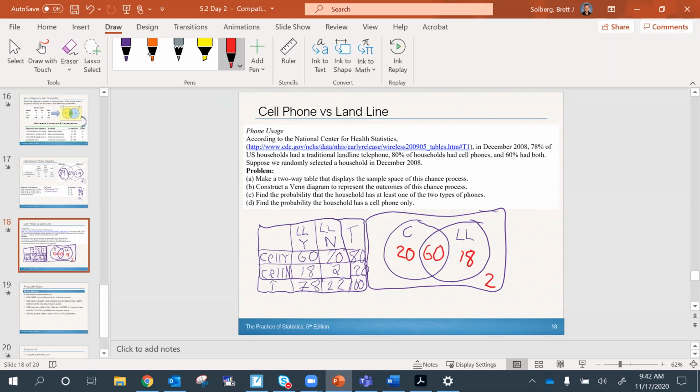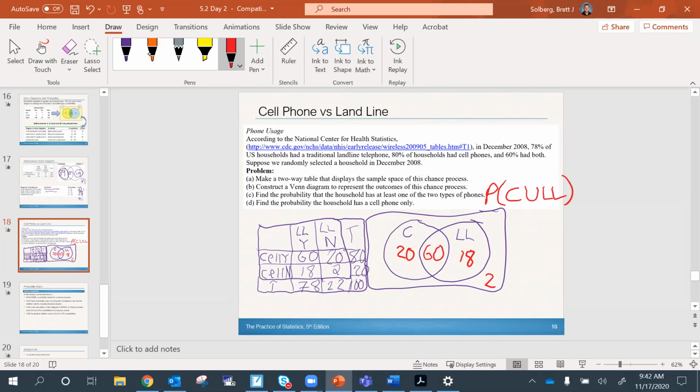So then now we can answer a question. Find the probability that the household has at least one of the two types of phones. At least one, that means, look, we're going to put it like this. This is a probability that they are a cell phone. And then would we put an or landline or would we put and landline there? If it's at least one, it could be one or the other. So we're going to do or. So the probability is cell phone or landline.